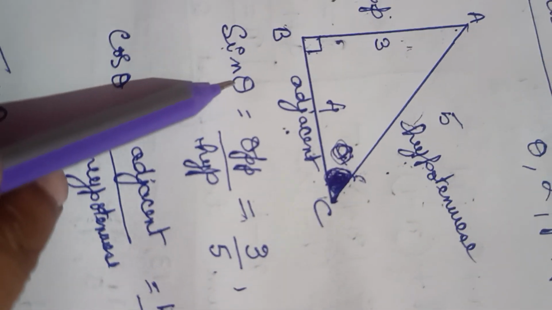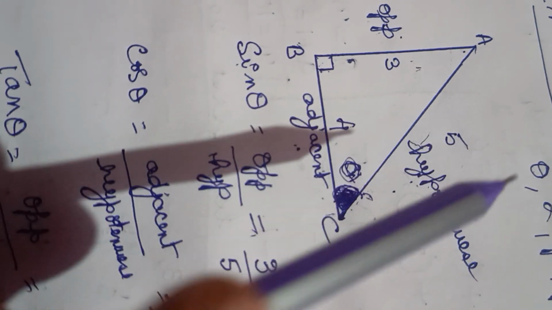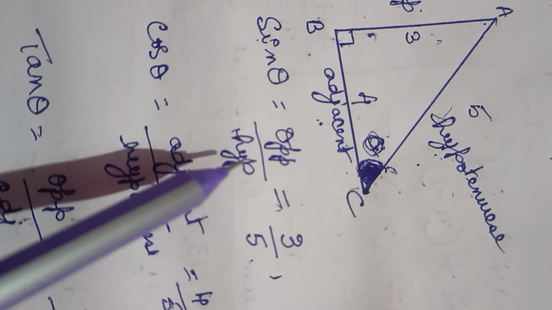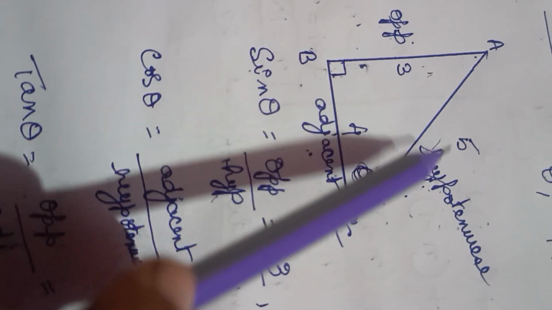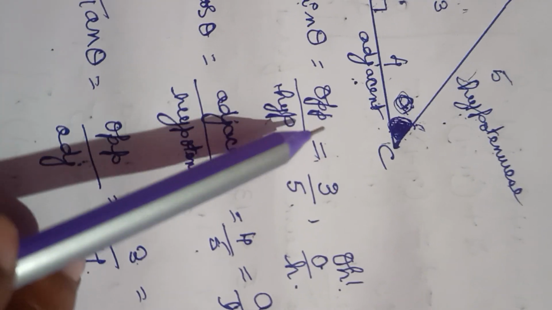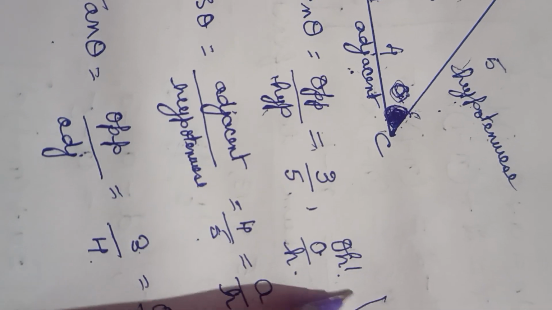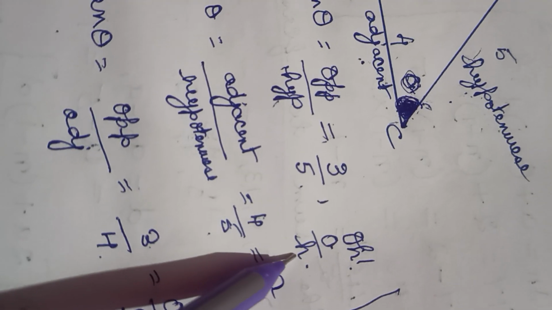Sine theta. Now, how do we find sine theta? Here values are given: 3, 4 and 5. Sine theta is equal to opposite by hypotenuse. So, opposite is 3, hypotenuse is 5. So, it becomes 3 by 5. So, how do you remember this in short? You have an exclamatory mark, O. So, you can remember it in this way.